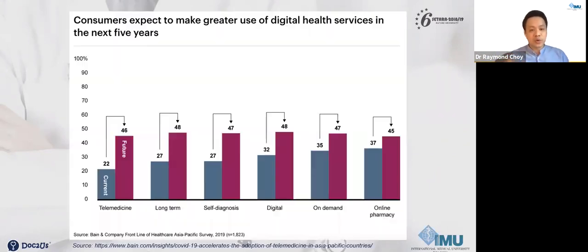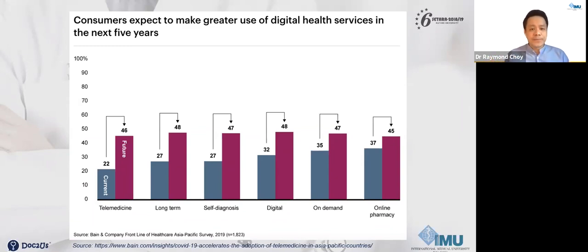Next, please, which I'll show you. This is a survey done by Bain and Company, where they surveyed people on how likely they will be using technologies over the next 5 years. Looking at the red bars, they are double or triple fold, showing that people will likely use telemedicine in the next 5 years, digital solutions, online pharmacy and whatnot.